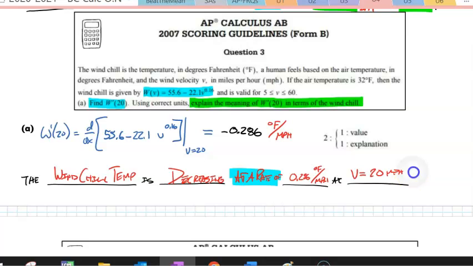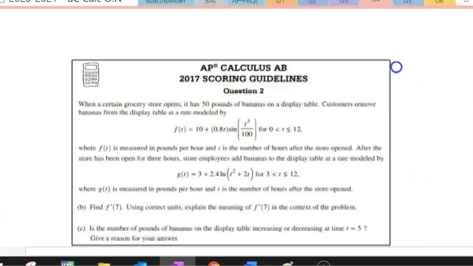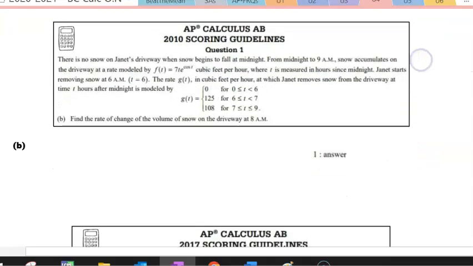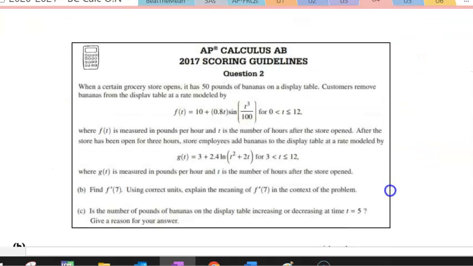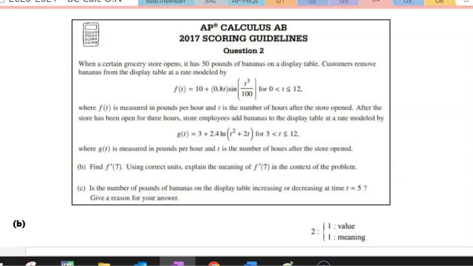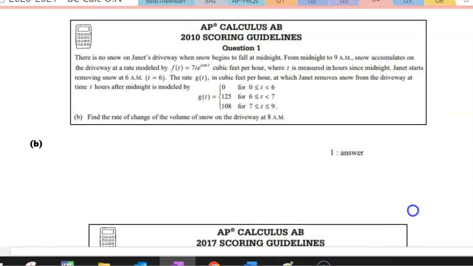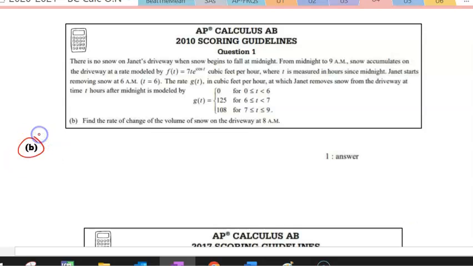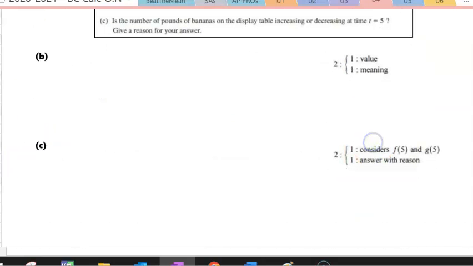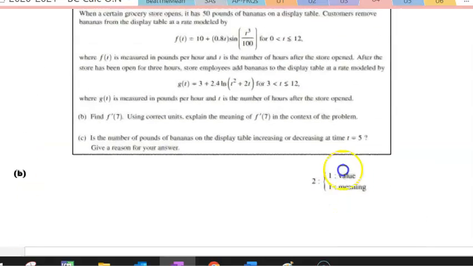On the back of these notes, you will see we have additionally 2 more problems, one from 2010 and one from 2017. This is the infamous banana problem. This one caused students lots of issues. We're going to save part B and part C for in class when we meet again.